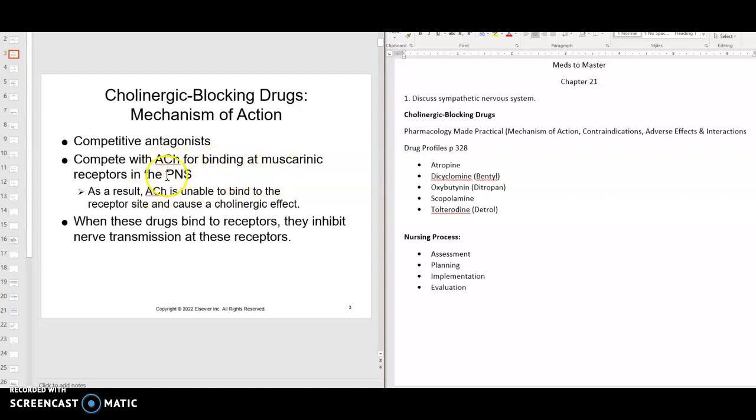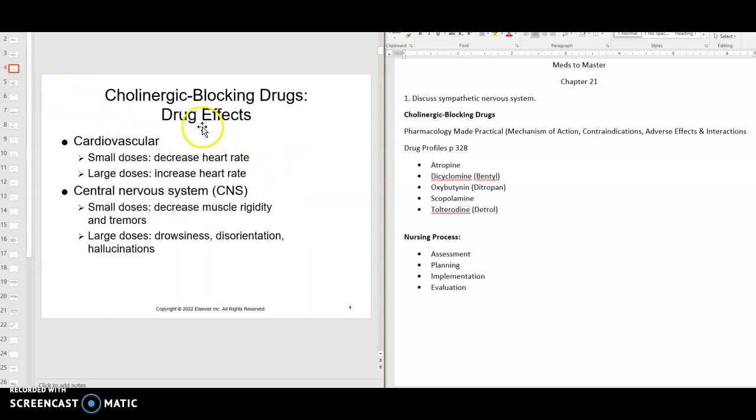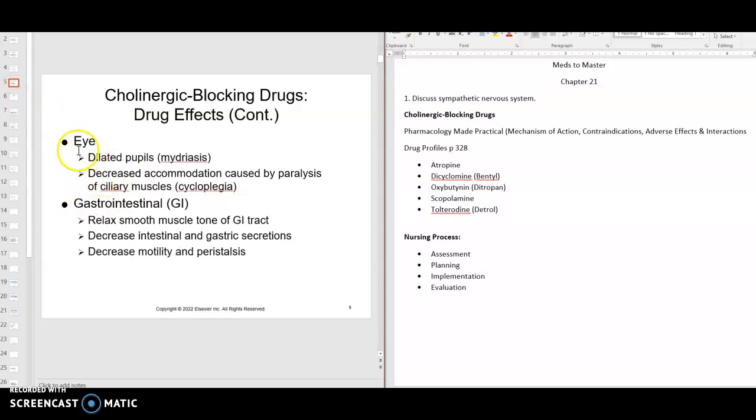of that receptor. So if I've knocked it off, then it can't do the job that it usually is used to doing. In small amounts for my cardiovascular system, it will decrease my heart rate, and in large amounts, it will increase my heart rate. So knowing dosage for specific drugs is important for some of these medications. I'll make sure to mention that when they are. Also in our CNS, small doses are going to decrease that muscle rigidity and tremors, but in large doses, they're going to cause drowsiness, some disorientation, and can also cause some hallucinations.